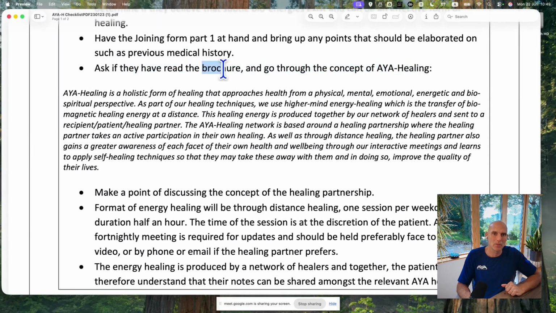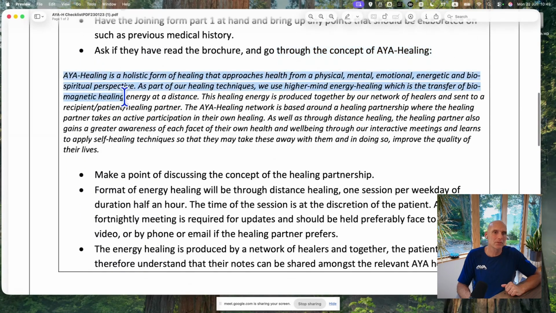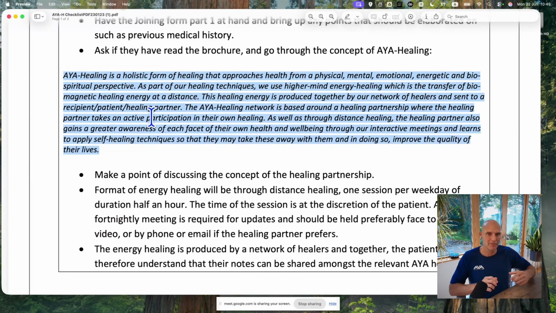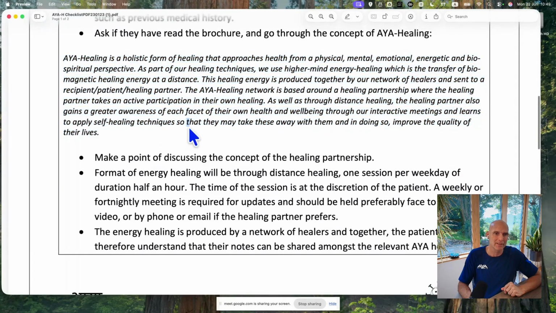Typo there, that should be welcome pack, not brochure, sorry. And go through the concept of healing again. Now, here is a little paragraph which describes the process of network healers. If you want to remind yourself, if you need it, it's completely up to you, but there's a little paragraph there to give you some ideas of how to explain what we do. I won't read that now, you can read that later.